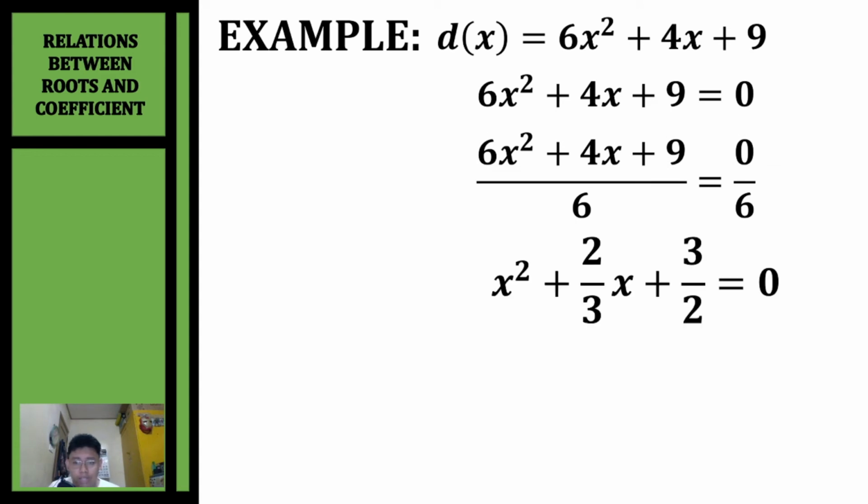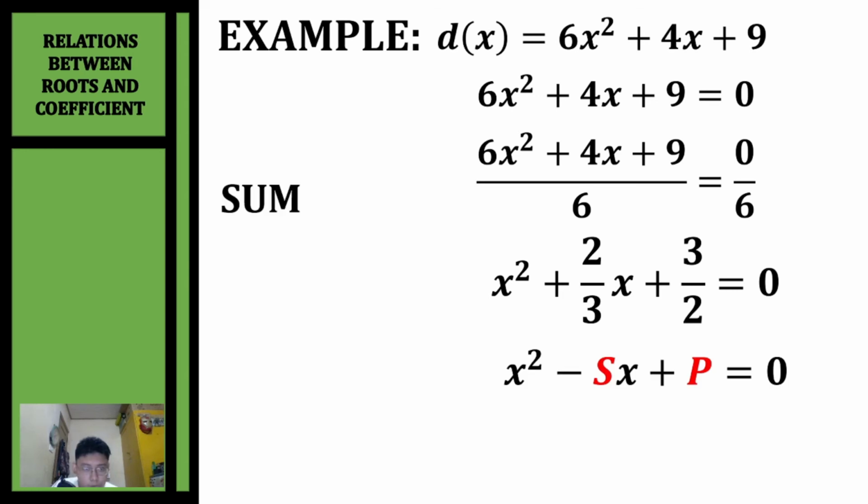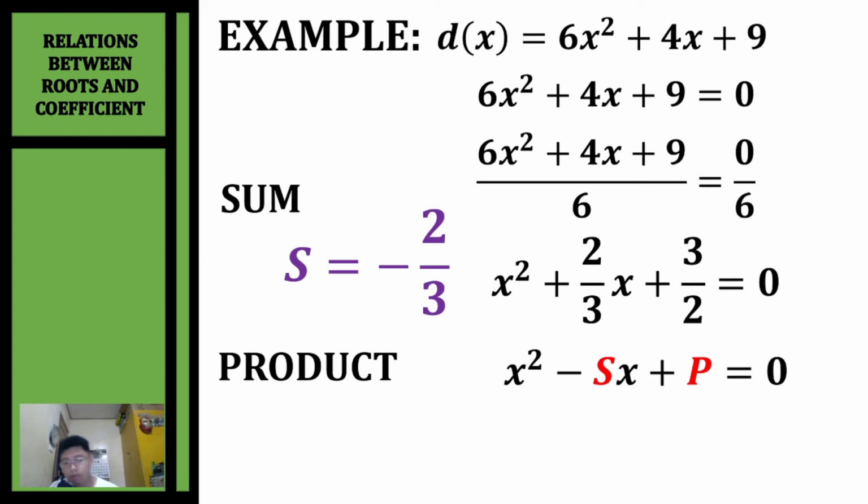So dividing both sides by 6, we will have x squared plus 2/3 x plus 3 over 2 being equal to 0. Now from there, knowing that our x squared has a numerical coefficient of 1, we can now identify the sum and product of the roots of our quadratic function. So the sum will be the numerical coefficient of the middle term, which is 2/3, but we will change the sign. So s will be equal to negative 2/3. Our product will be the constant term, which is equal to 3 over 2. This will be the sum and product of the roots of our quadratic function.